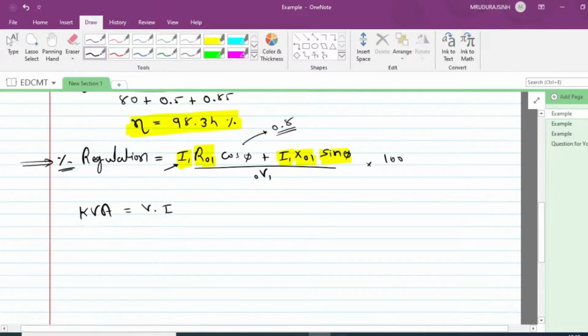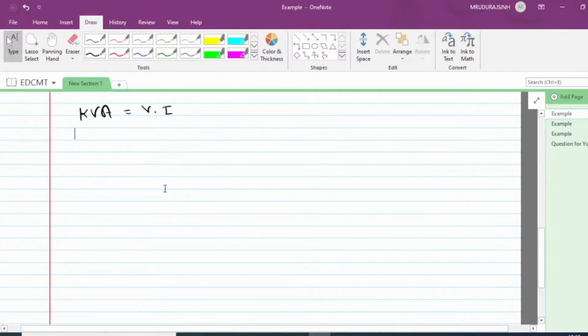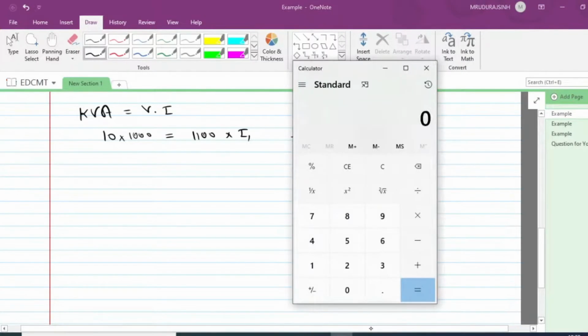So now let me get the values. kVA rating of the transformer is 10 kVA. So we'll multiply it by 1000 so it becomes VA. Voltage is given to us as 1100, and I1, the current, we need to find. So I1 is equal to 10,000 divided by 1100. It's simple to calculate, just place the values in the calculator: 10,000 divided by 1100.